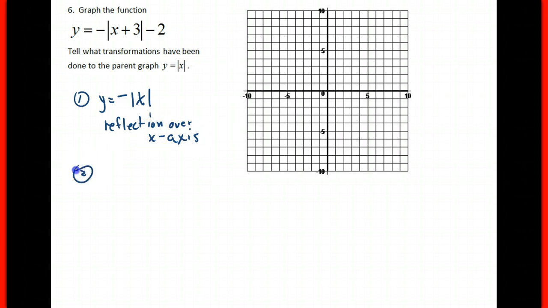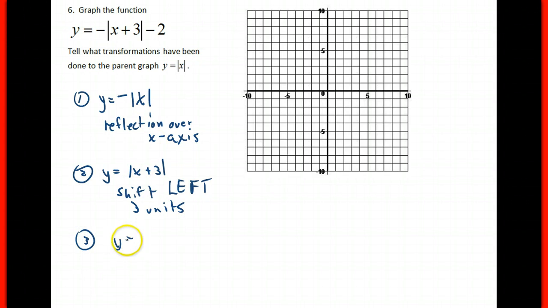And secondly, the +3 will accomplish a shift to the left 3 units. And then thirdly, -2 will accomplish a shift down 2 units.